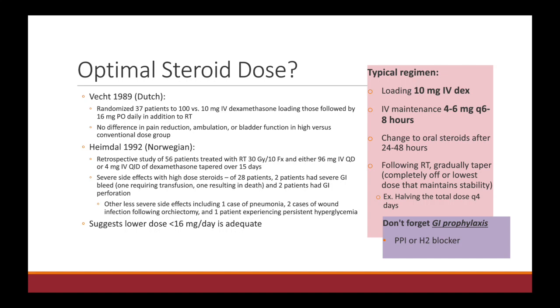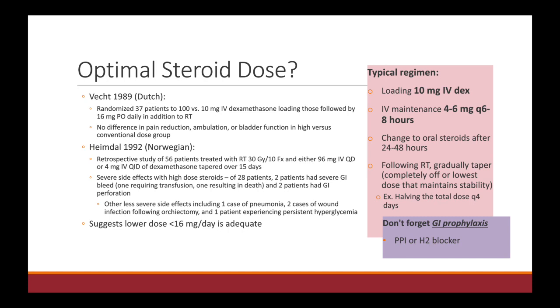And so the typical regimen that you will see used in the setting of metastatic cord compression is a loading dose of 10 milligrams IV dexamethasone, followed by a maintenance dose. My go-to is usually 4 milligrams every 6 hours. We keep them on this dose for about 24 to 48 hours, and then if they have improvement, we can consider switching to oral steroids.